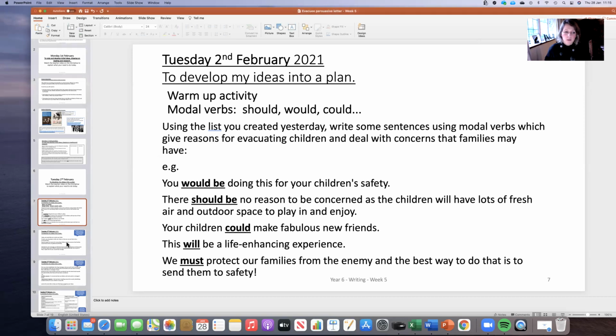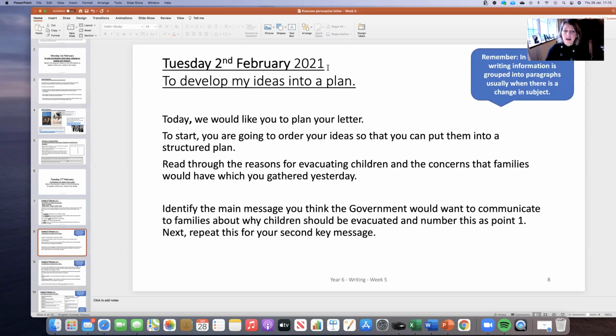When you've done that, we're going to get you to think about the planning stage. So hopefully you've read through all the work that you did yesterday and you've got it fresh in your mind what you need to do in terms of communicating the two key messages and then dealing with the doubt, the concerns that the families will have. So I would like you to take the first key message, and then I would like you to write that as your starting point for your plan.